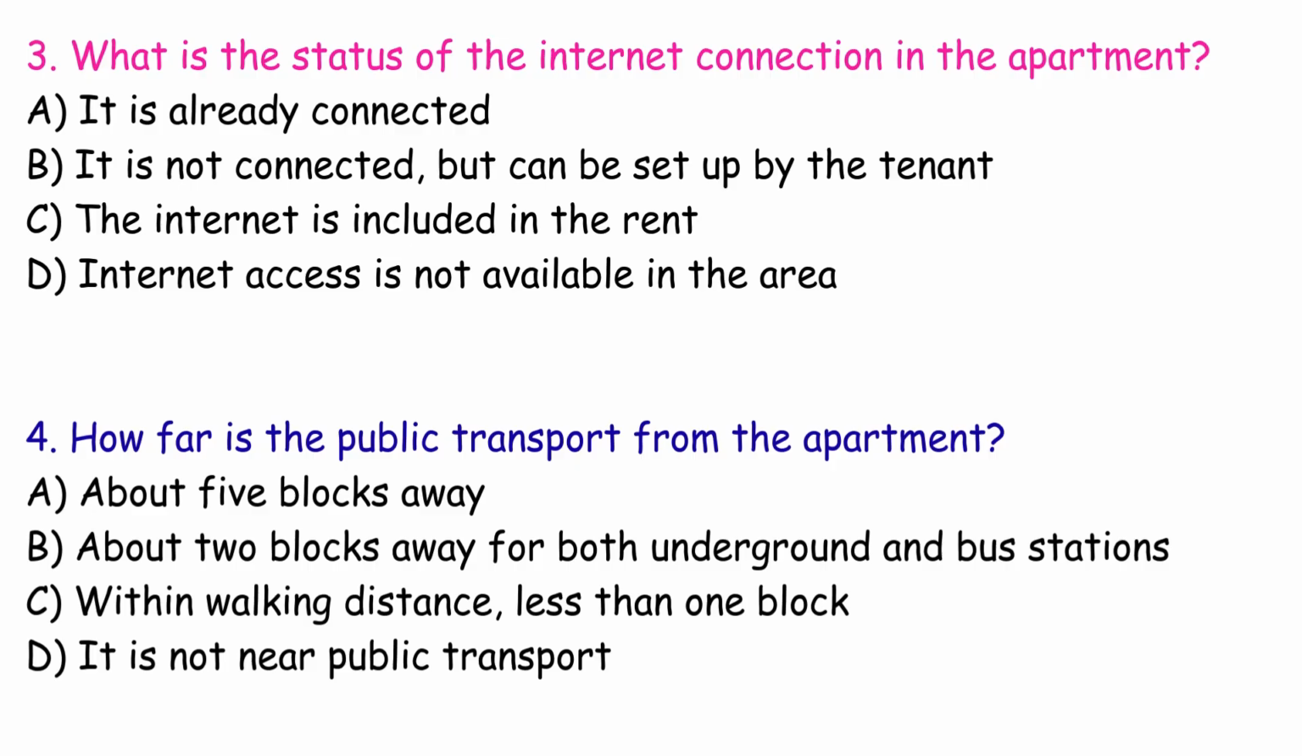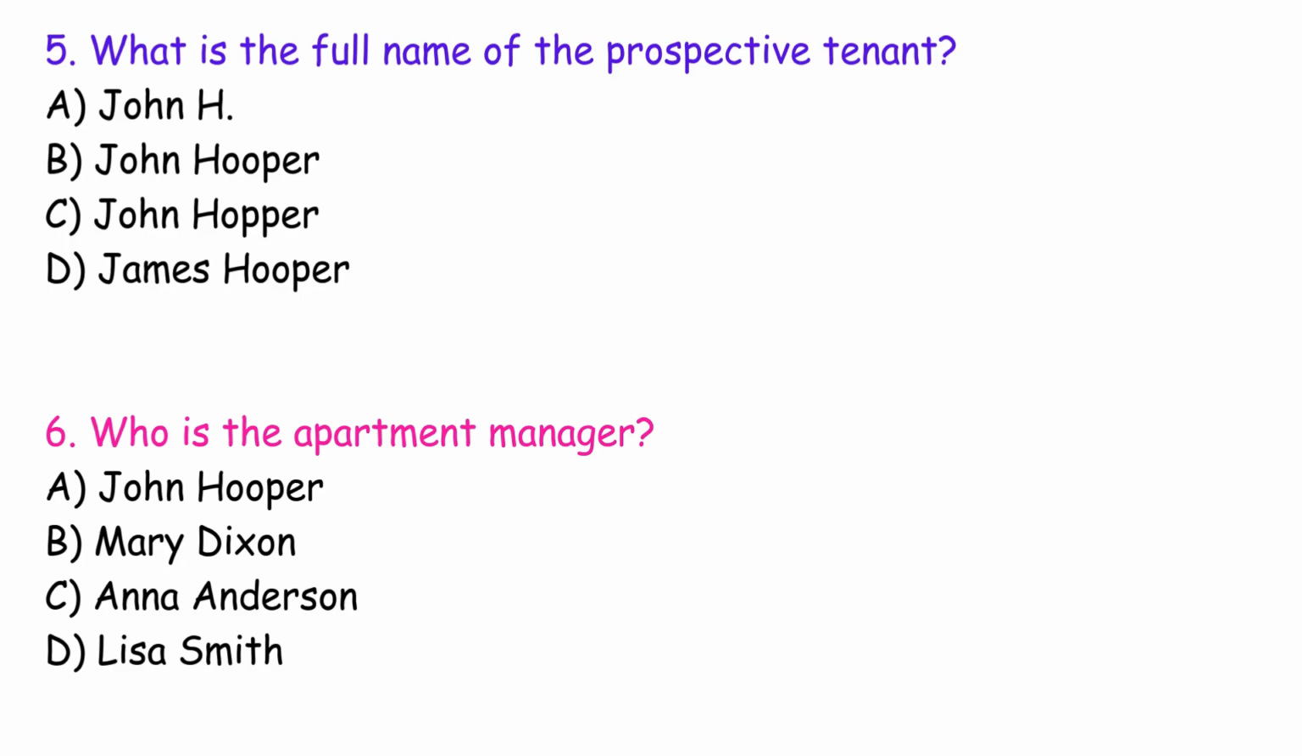Great. And what about the internet? Unfortunately, the internet is not connected. But you shouldn't worry about that. If you wish, you can contact the local providers to set up the connection. Okay. And what kind of public transport is near the apartment? It is very close to public transport. Both underground and bus station are about 2 blocks away. Very good. I think I'll rent this apartment. Very nice. Could you tell me your full name, please? Yes. It's John Hooper. Hooper is spelled with double O. H-double-O. Then P-E-R. Thank you, John. I'm Mary Dixon, and I'll be your apartment manager. Thank you.